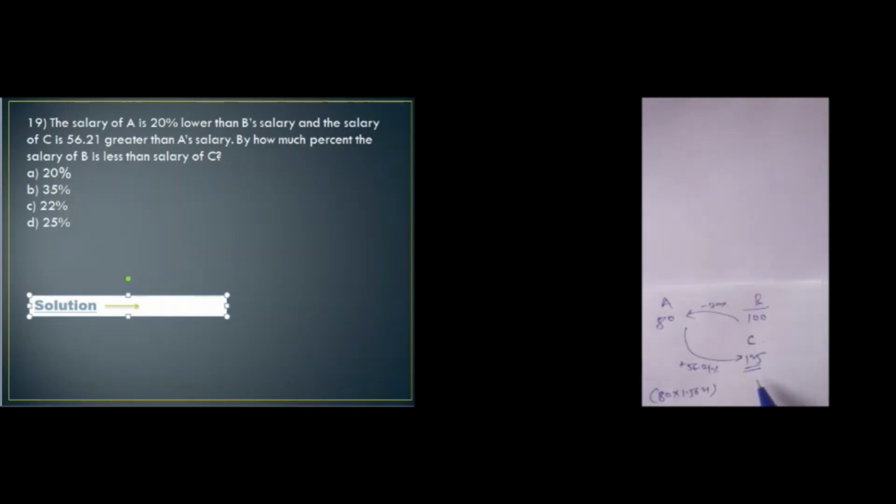And the question has asked how much percent the salary of B is less than the salary of C. So we have to compare these two salaries. The salary of C is 125, the salary of B is 100. It is compared with respect to the salary of C. The base number is the salary of C, that is 125. So it will come out as 25 by 125. We want the value in terms of percentage. So 25 into 5 is 125, and 100 by 5 will be 20. So it will come out as 20%.